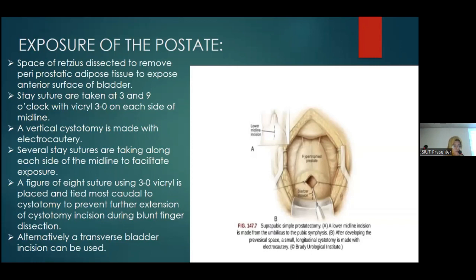Then the stay sutures are taken on each side of the midline at the 3 and 9 o'clock positions. A vertical cystotomy is made with electrocautery. Several stay sutures are taken along each side of the midline to facilitate exposure. A figure of 8 suture using 3-0 Vicryl is placed and tied at the most caudal end of the cystotomy to prevent further extension of the cystotomy incision during blunt finger dissection. Alternatively, a transverse bladder incision can be used.